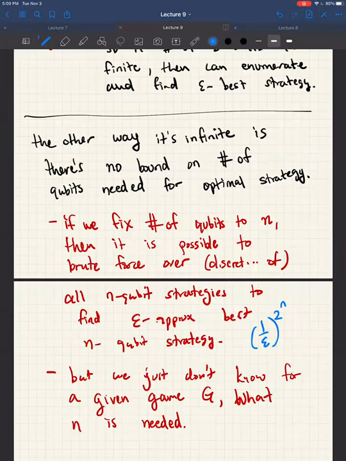Is it known to be complete for some complexity class, or is it just a belief? I think it's based on some complexity assumption. Okay, sure.